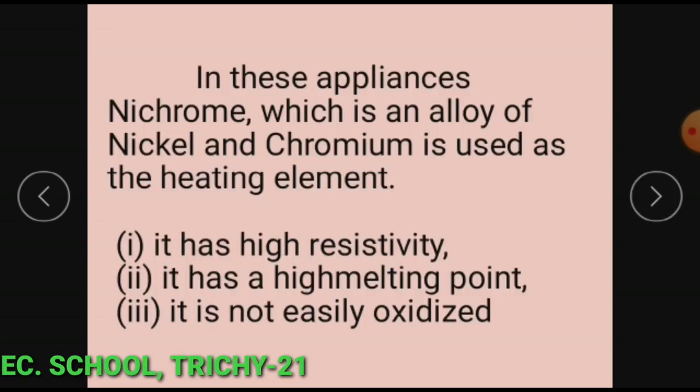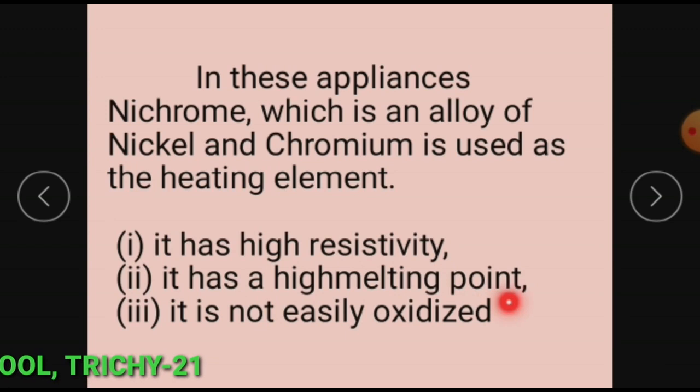Because nichrome has high resistivity and a high melting point, and nichrome is not easily oxidized. Because of these reasons, nichrome is used as the heating element in electrical appliances.